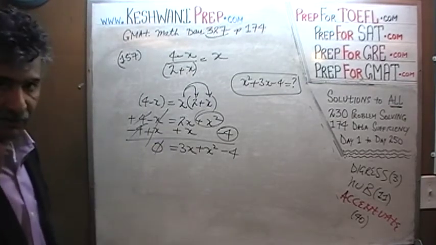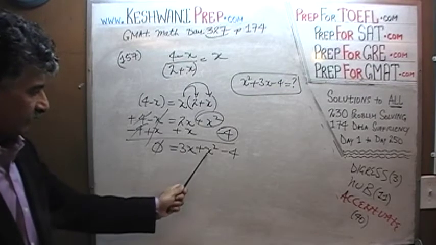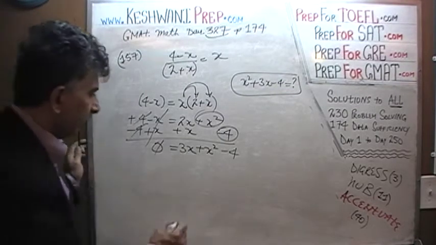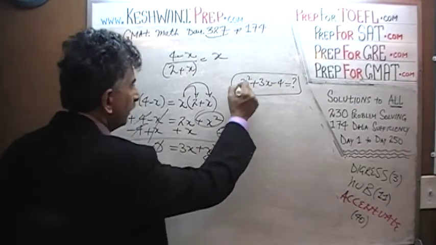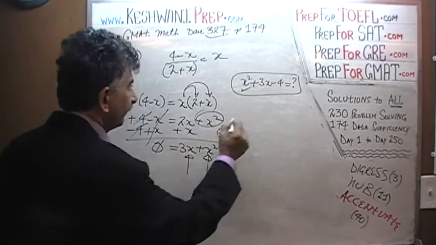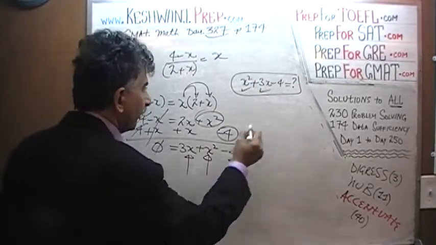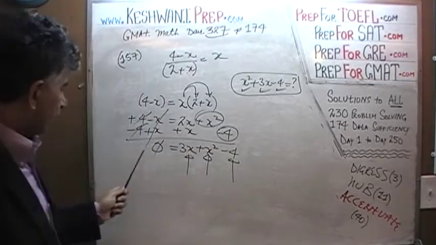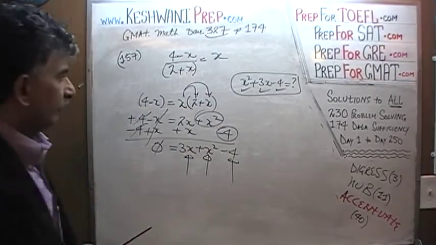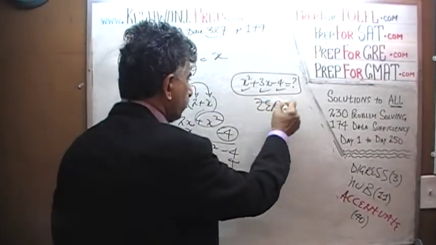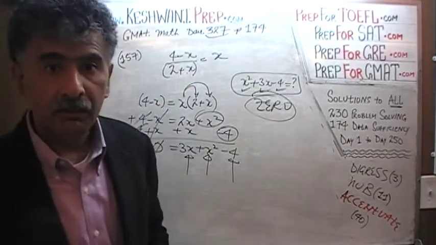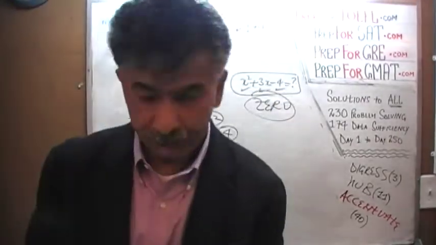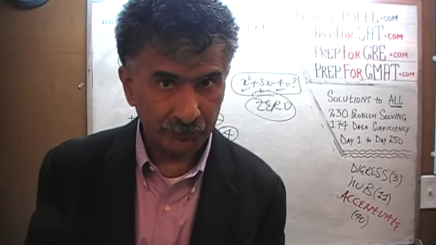Do we recognize this thing? 3x plus x squared minus 4 is the same as x squared plus 3x minus 4, which we just found is 0. That's it. The answer is 0. The answer is a big fat 0. Not a regular one, a big fat one.